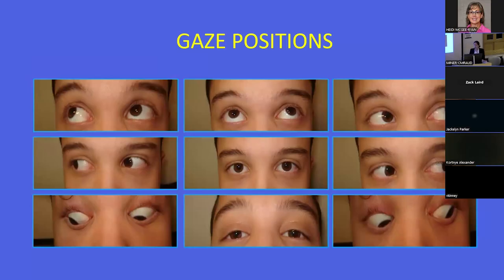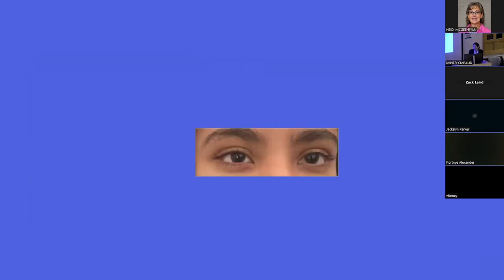Gaze position. So we have to evaluate not only in the primary position, which is looking straight ahead, we have to evaluate the patient in different gaze positions to see the alignment. And this is going to help us to see if it's a comitant or an incomitant deviation. So if we look here, this patient is actually looking in nine gaze positions and he's straight. Why is this important? I'm going to show you this patient.